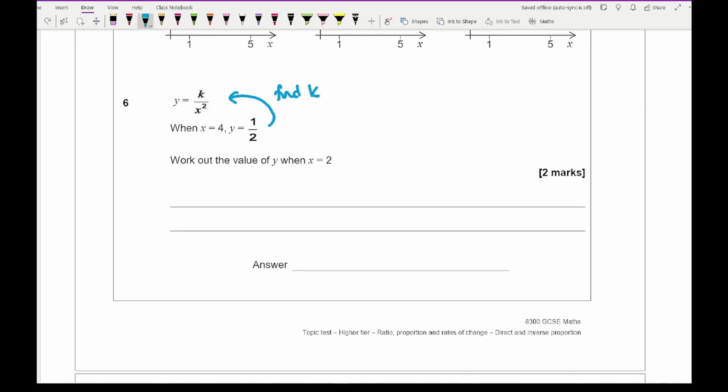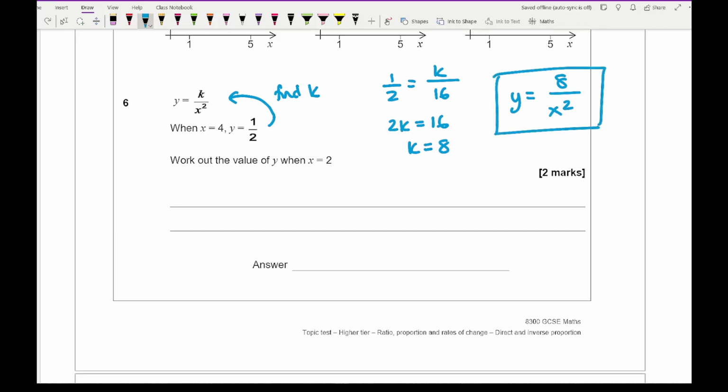So from this, what we've got is a half equals k over 16, which is x squared. Then if I do a bit of cross multiplying, I get 2k equals 16, so k equals 8. So then the formula is y equals 8 over x squared. So then using this formula, I can then work this out. So I've got y equals 8 over 2 squared, which is 8 over 4, which gives me an answer of 2.